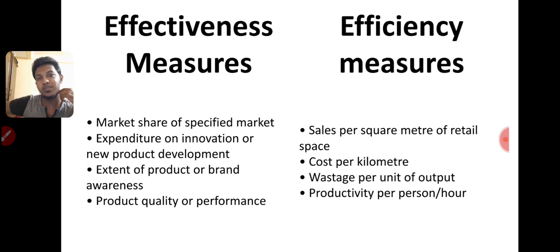Effectiveness means you are doing it the correct way. If you are earning a net profit, that is effectiveness. If you are earning 25% net profit, that means efficiency. Efficiency will give you the quantitative measures. Understand the distinction: cost per kilometer, wastage per unit.